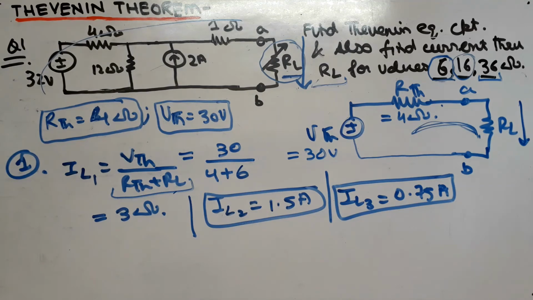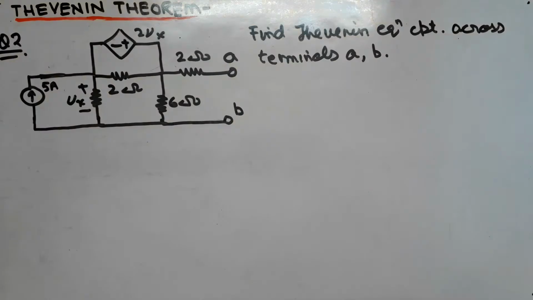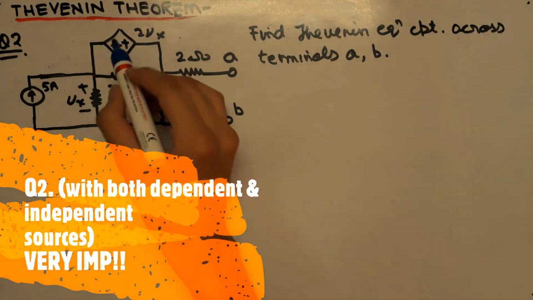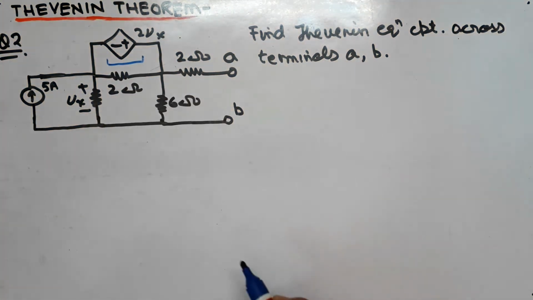Now we are going to do question number 2, which is a bit trickier than this question as it will contain dependent sources as well. In question number 2, we can see that we have a dependent source. So now we are going to apply case 2.